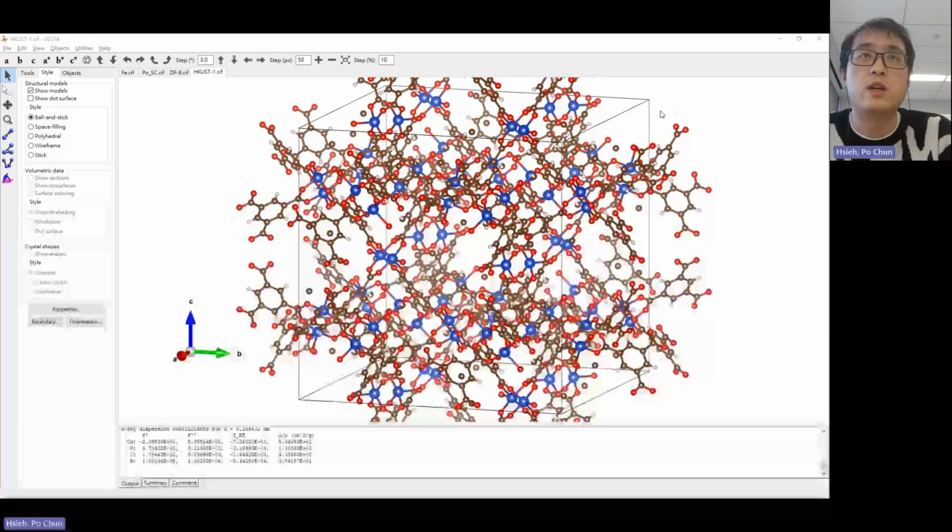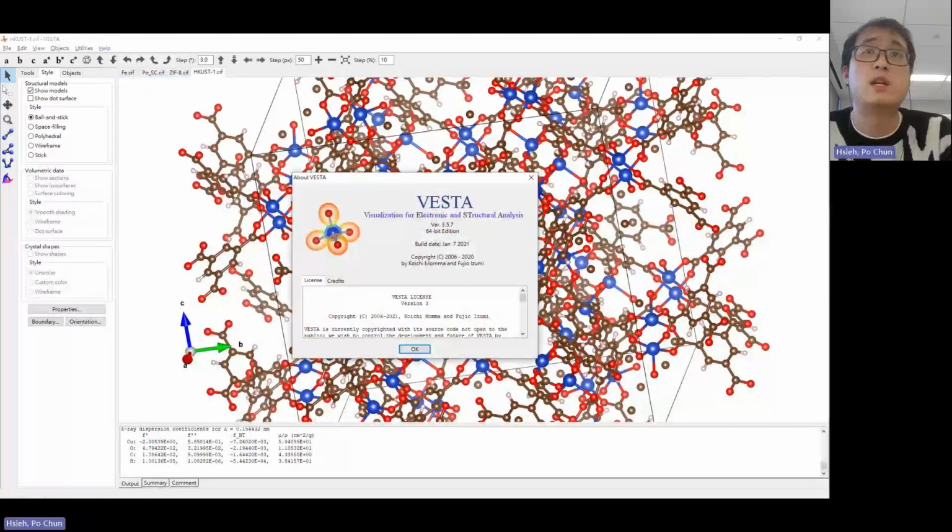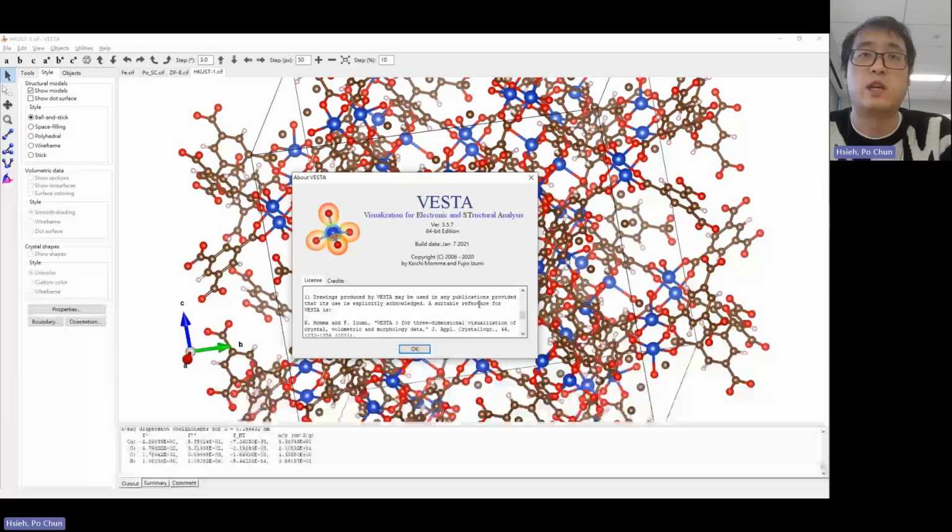And in today's video, I would like to show you a very powerful software in the study of crystal materials, which is VESTA. And I will use this software to try to explain some of the usually confusing concepts in crystal materials. As we can see here, it is developed by a team in Japan, Koichi Momma and Fujio Izumi. And here is its reference and how to cite this software.